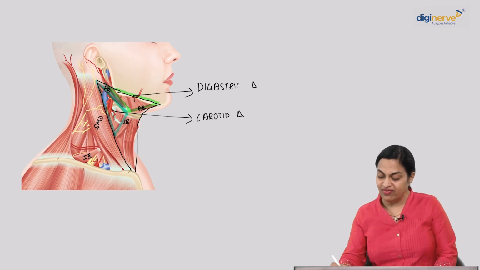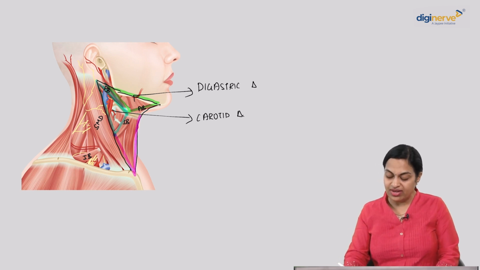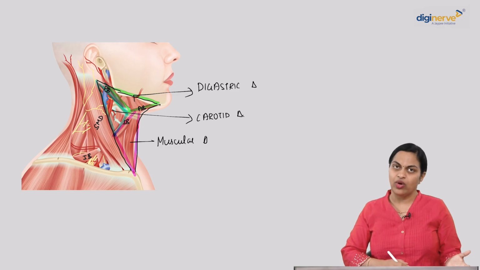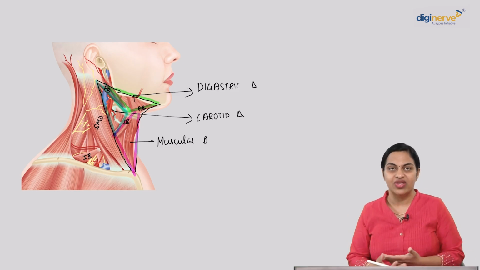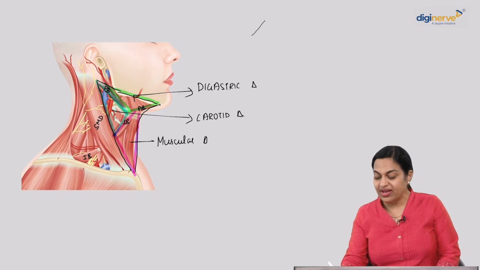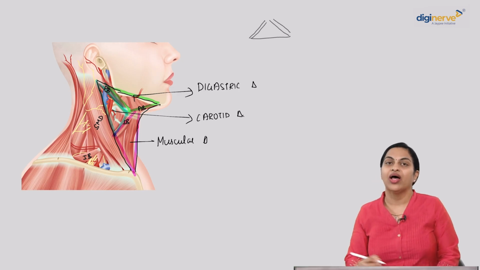And coming to the less significant ones, bounded by the anterior border of the sternocleidomastoid, the midline of the neck, and the superior belly of omohyoid. This is called the muscular triangle, because here we have sternohyoid, sternothyroid, and beneath that we get to see the cartilages of the larynx.